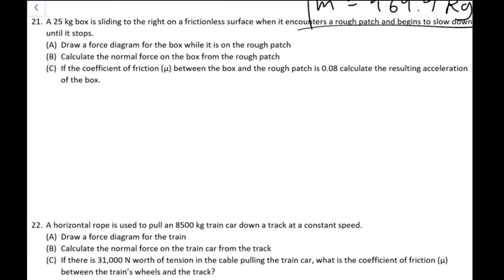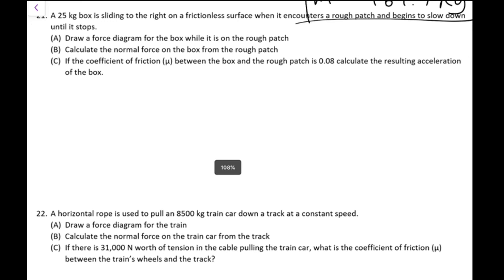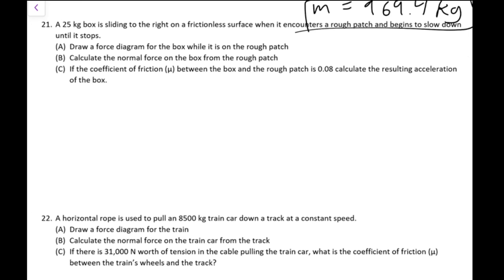Now, the horizontal ones are going to be ones like 21, where they're already on the ground, and then there's some amount of friction, or maybe there's no friction. And there may be some force on this thing. So for number 21, it says a 25 kilogram box is sliding to the right on a frictionless surface. So in this case, we don't have friction. And then it encounters a rough patch. That means there is friction, and that's what causes it to start to slow down. So the acceleration will be less than 0. It'll be a negative acceleration.